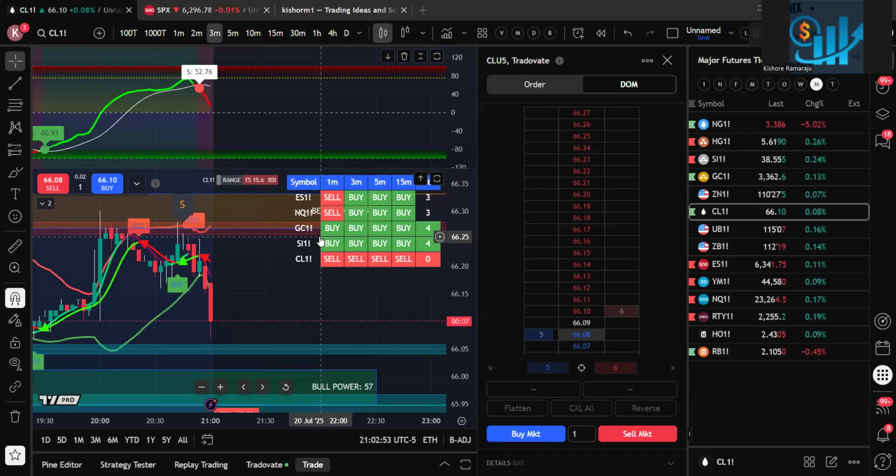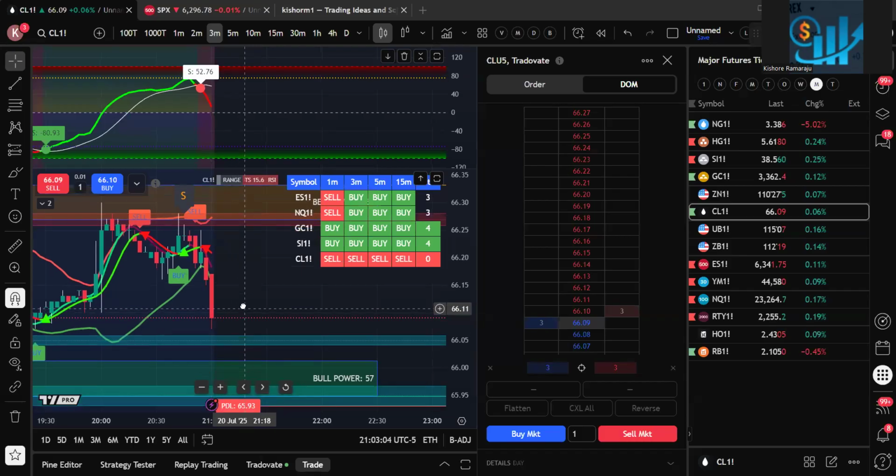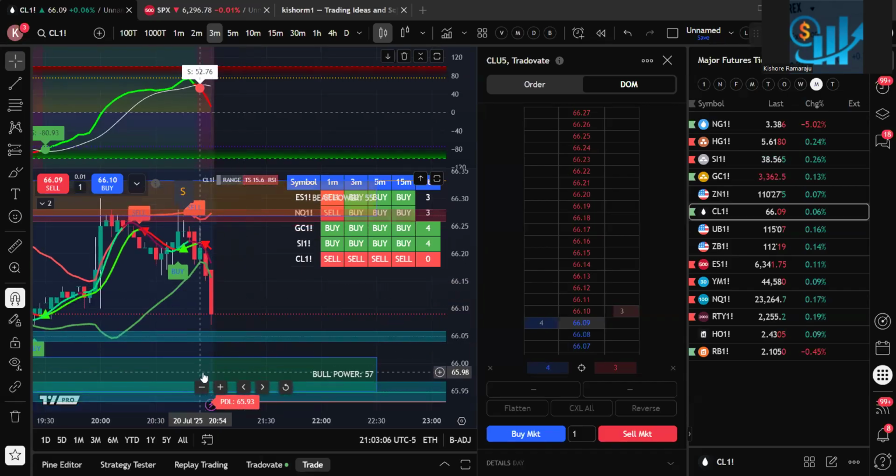So I took profits on crude oil because whenever it touches this buy block, sometimes there can be a sudden bounce. So it is better we take the profits before it touches it. We are holding GC long as of now. So we made nearly 200 on crude oil.